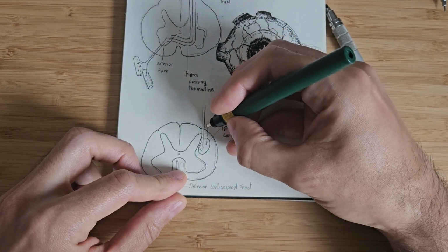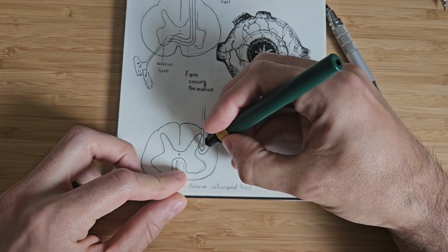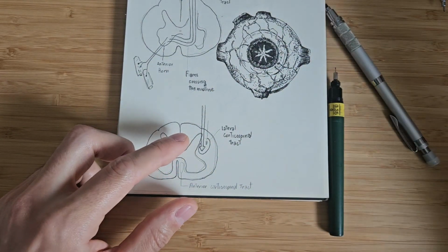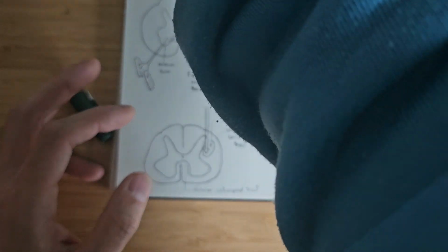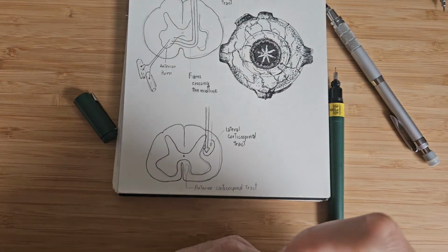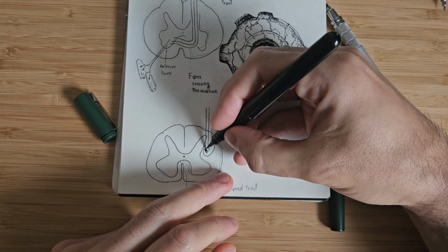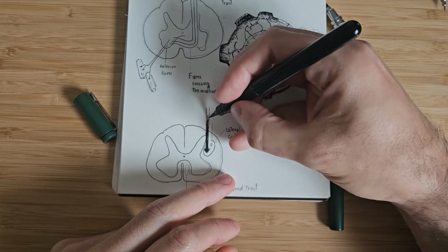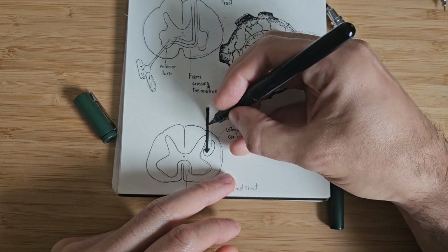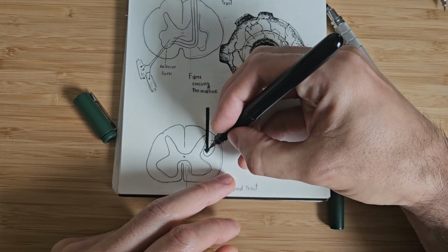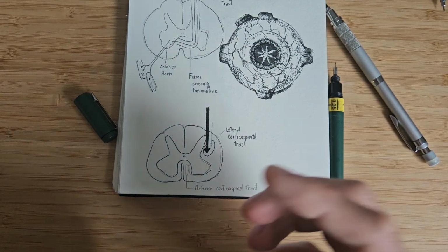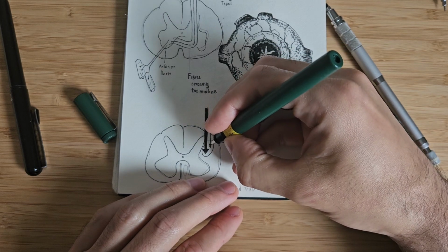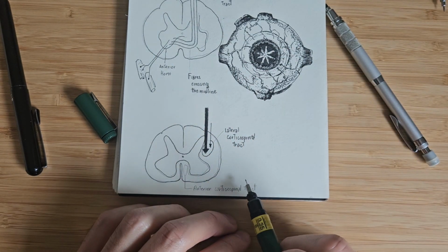We can say that this arrow, the thickest one, we can think that this is the crossed pyramidal fibers. And the small arrow represents the uncrossed fibers. Okay, this small arrow here represents the uncrossed fibers.